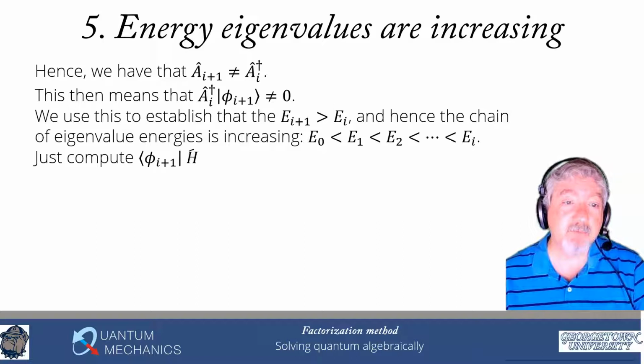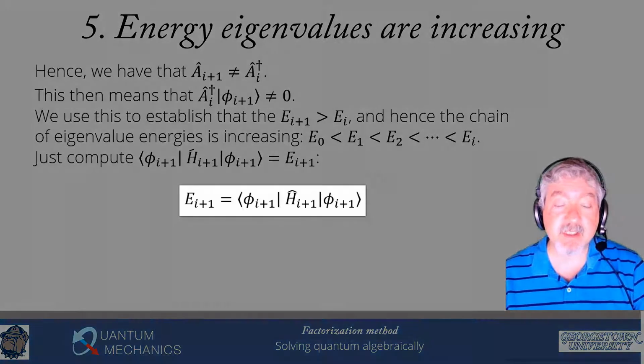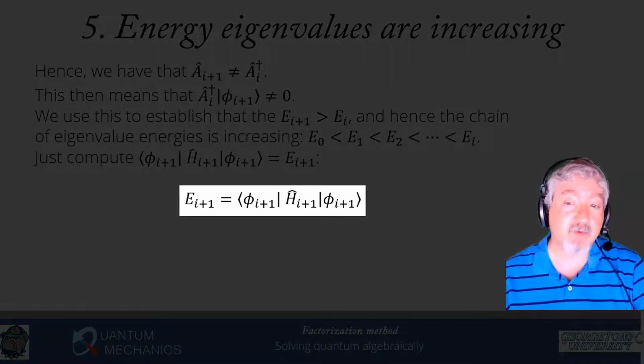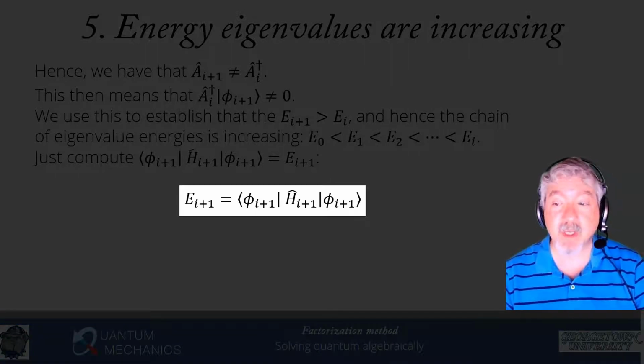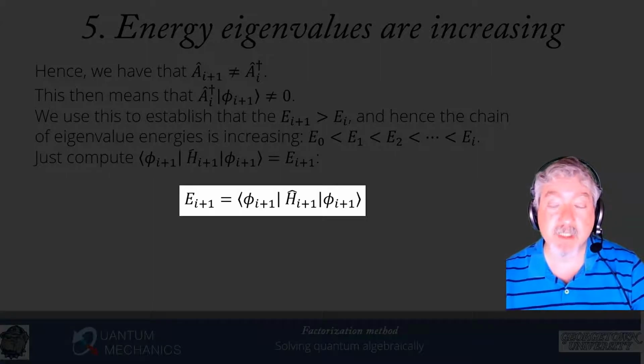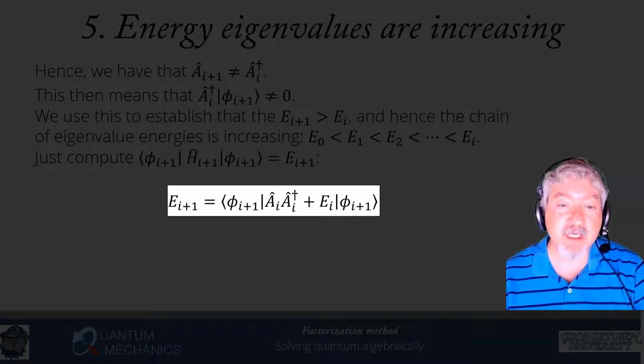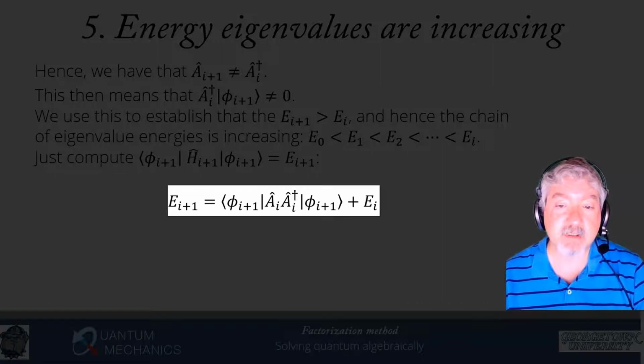The argument comes simply by calculating the expectation value of the ith Hamiltonian in this state phi I plus 1. Now remember, phi I plus 1 is an eigenstate of H_{i+1}, and phi I plus 1 is a normalized state, so that's just equal to E_{i+1}. All right, now let's rewrite that H_{i+1} according to the factorization chain. We're taking the first condition, AI dagger AI plus EI, and now what you see is I can separate out the two terms. The EI term is going to just equal EI because phi I plus 1 is a normalized ket.